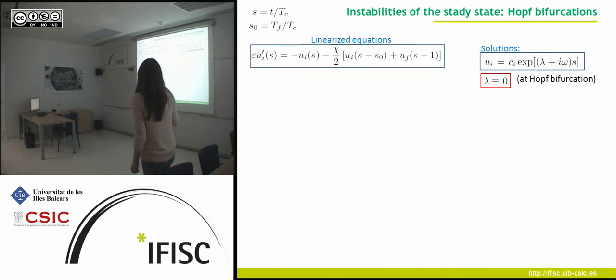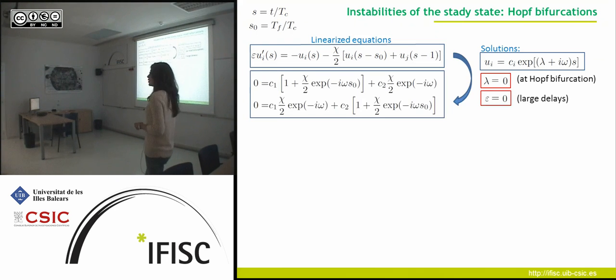The linearized equations have exponential solutions. At lambda equals 0, we have the Hopf bifurcation. For lambda negative, the perturbations decay, and for lambda positive, they grow. If we take the limit of large delays, which is given by epsilon going to 0, we obtain a homogeneous system for C1 and C2.